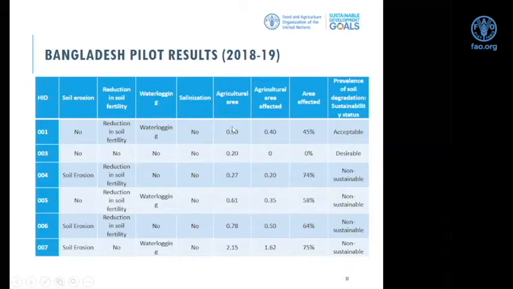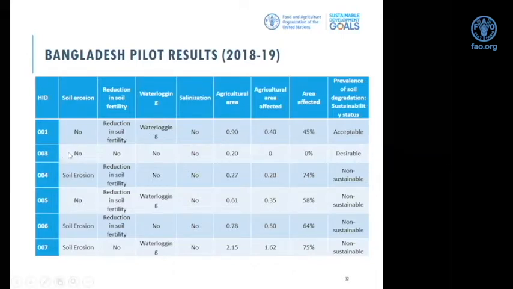Now, as part of the questions we are asking how much area is affected by this particular threat. So in this case, the total agriculture area of the holding is 0.9 hectares, and the total area affected is 0.40. And we mentioned in the sustainability criteria, if the combined area affected of the holding is between 10 to 50%, then it's classified as yellow. And in this case, it's 45%, 40 divided by 90. So this agriculture farm, or the agriculture area that it owns or operates, is classified as yellow.